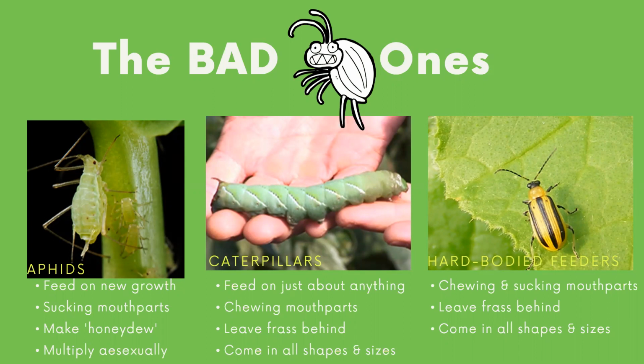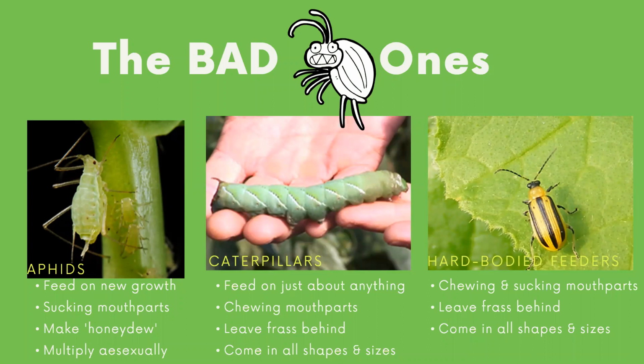So the picture on the left there is an aphid. Aphids are a very small little soft-bodied insect. They feed on new growth. They have sucking mouth parts. They make honeydew and they multiply asexually in addition to sexually. So they actually multiply a couple different ways.